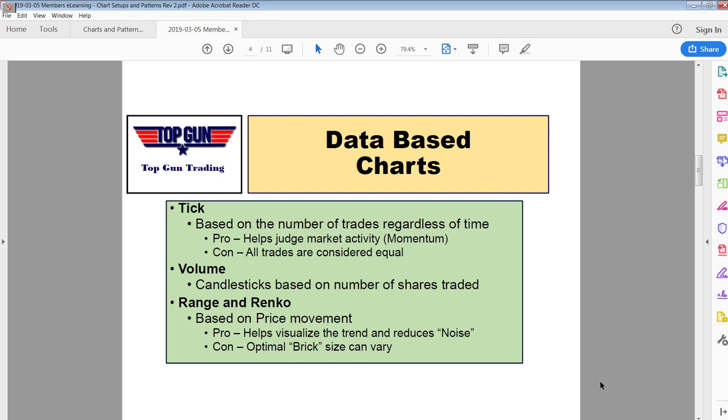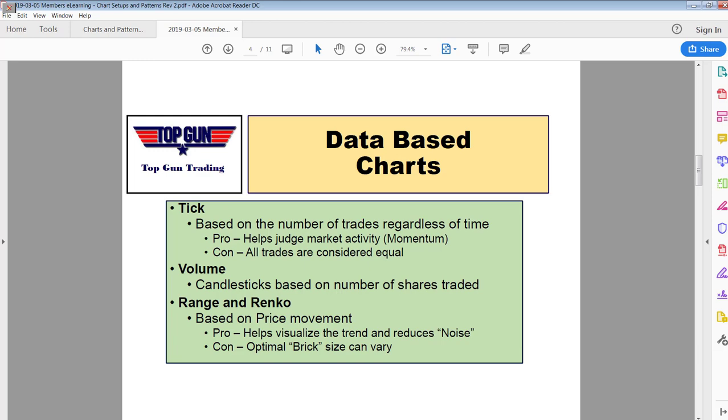Range or Renko, and that's kind of what I've settled on for the moment anyway. It's based on price movement. The pro is it helps visualize the trend and reduces the noise. Because if you get a lot of zigzag and ups, and if you had a large number of ticks, let's say each brick is 10 ticks wide, like 10 cents, the price has got to move a bunch before you can draw a new candle. Well, if those range or Renko bars are spread apart far enough, it will eliminate all the jaggedness that you might have.